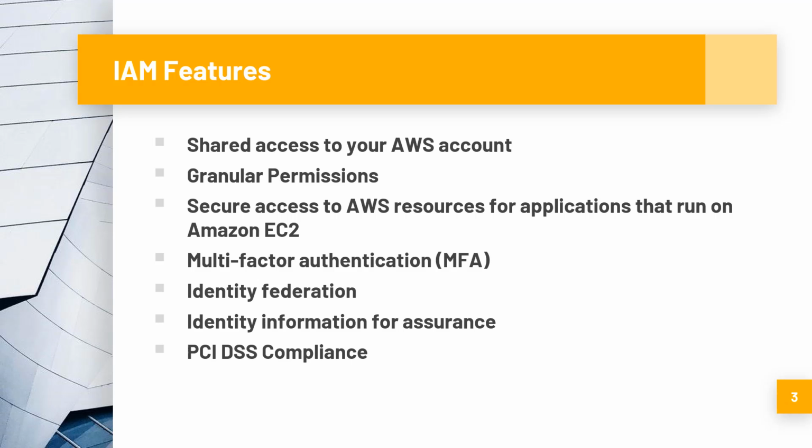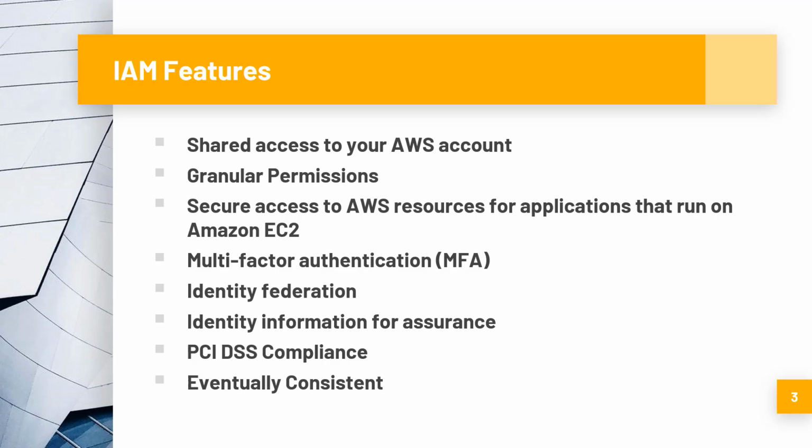IAM is PCI DSS compliant up to level 1. PCI DSS stands for Payment Card Industry Data Security Standard, and IAM is compliant up to level 1, which means that if you are hosting an application on AWS which requires you to do financial transactions using credit cards, then you are already compliant with IAM for this requirement.